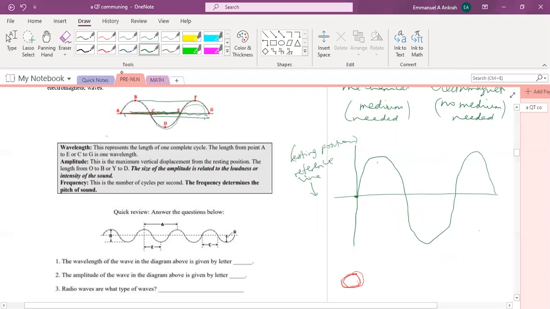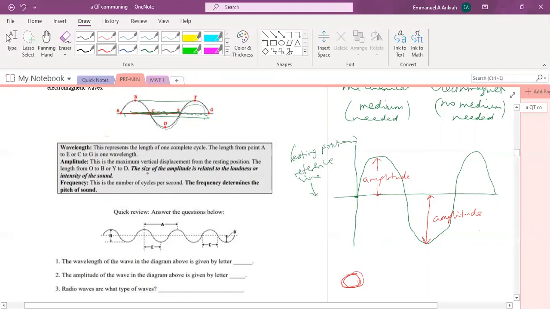All right, so this is amplitude. From here to there, maximum displacement down, as I said, that's also an amplitude. Okay, amplitude. Now, how do you relate this to sound and hearing?